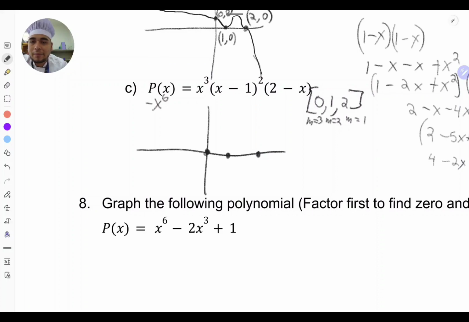Now, what are our end behaviors? What does it look like? Our end behavior is negative, meaning that whatever we do, if it's even or if it's odd, it's going to be flipped.